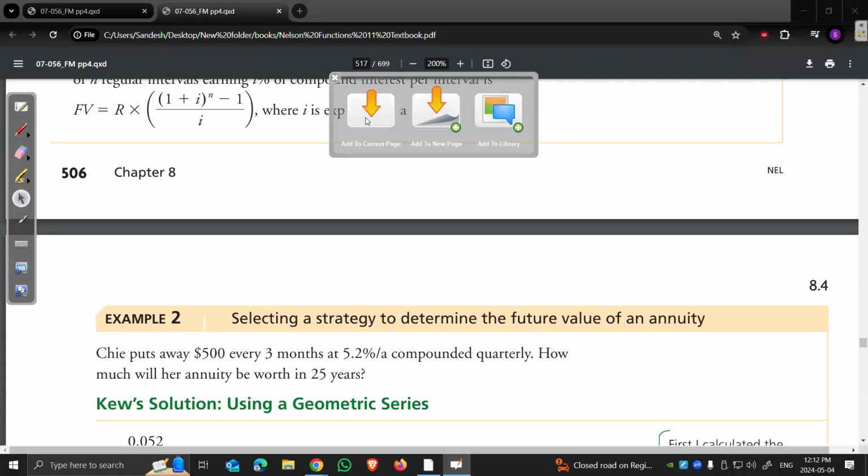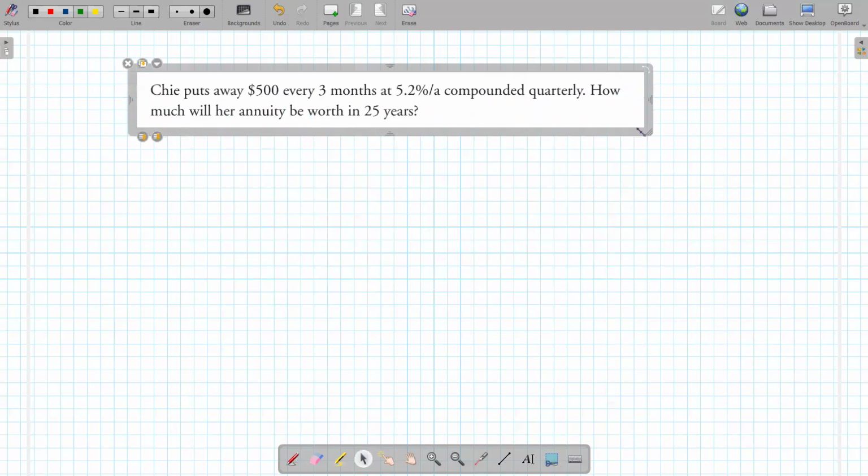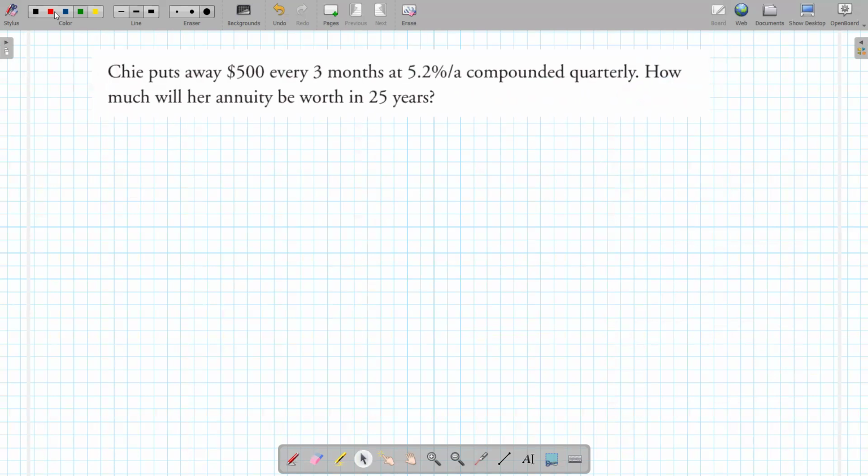The important thing is to identify what the question's asking us, because there's a lot of things going on here. You have your principal, which is also called the present value. You have your final amount, which is also called the future value. You have your compounding periods. Here it's quarterly, so it's 4. You have your time frame, which is 25 years, which means your N value, you have to multiply that by 4. So your N would be 25 by 4, 100.